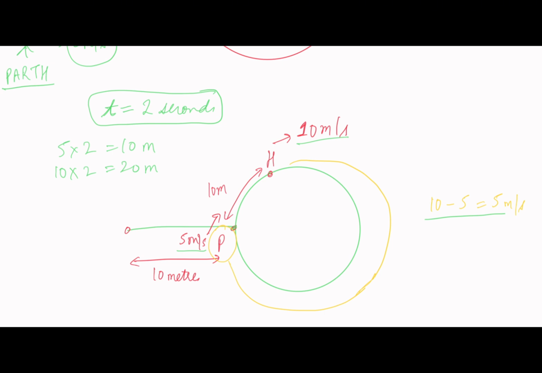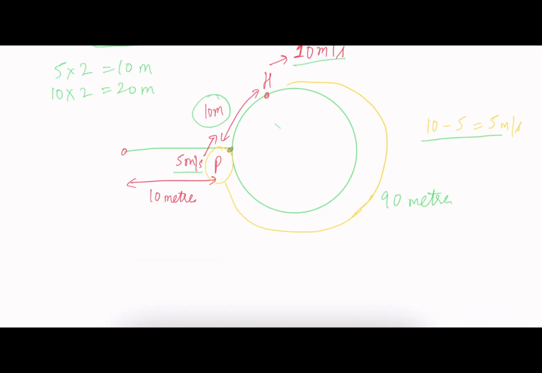Since they're going in a clockwise direction, the distance between them will be 100 minus this 10, which would be 90 meters. So the time after which they're going to meet is going to be 90 divided by 5, and what is it going to be? It's going to be equal to 18 seconds. So let's try to find their positions after 18 seconds.